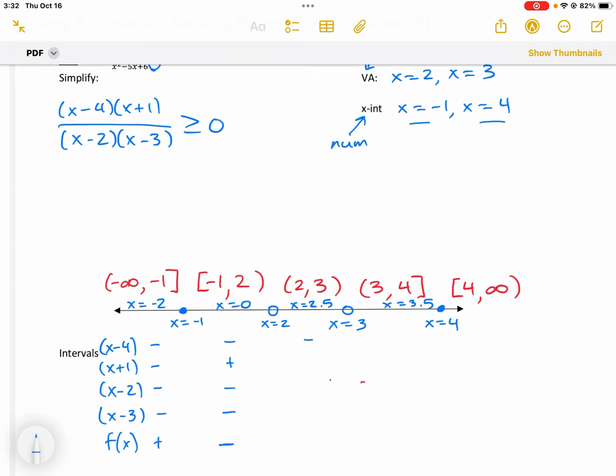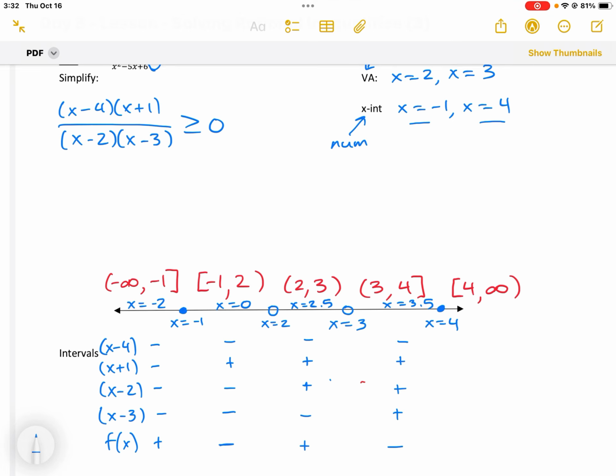Subbing in 2.5, I've got a negative, then a positive, then I have a positive and a negative, which means that I have another positive interval. When I put in 3.5, I still get a negative here. Then I get a positive value here. Then I get a positive value here. And then another positive value here, which means overall my function is negative.